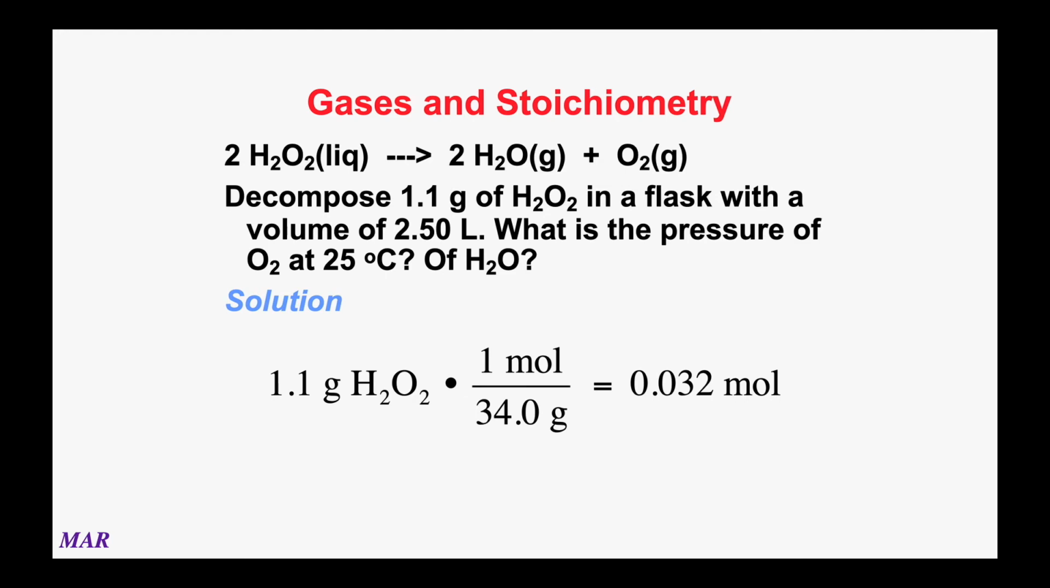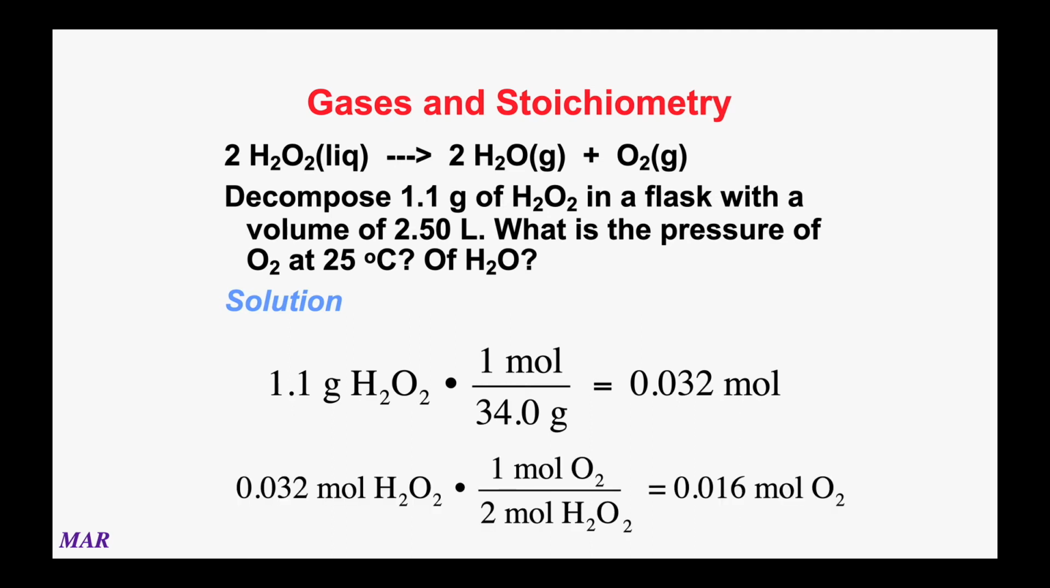Grams to moles of the liquid: 1.1 grams, at about 34 grams per mole for H2O2. That 34 number comes from 2 hydrogens plus 2 oxygens. So on the periodic table, hydrogen is about 1 gram per mole. Oxygen is about 16 grams per mole. So 2 times 1 for hydrogen plus 2 times 16 for oxygen. That's where the 34 number came from. 2 sig figs in 1.1 grams, so 2 sig figs in our moles, 0.032 moles hydrogen peroxide.